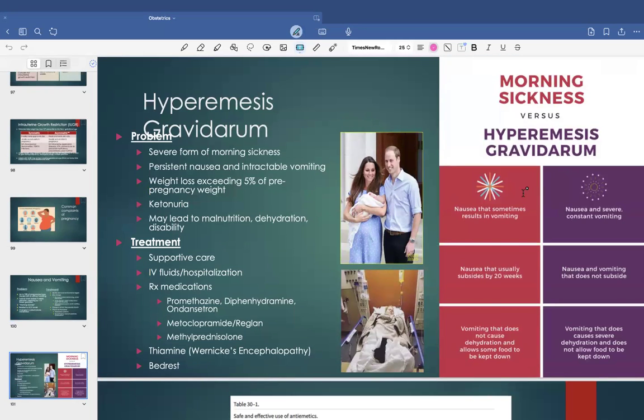All right, hyperemesis gravidarum. This is why we said the timeline is important, because most of these improve or resolve after about 14 weeks. And hyperemesis gravidarum is severe. This is the severe end of the spectrum. These patients have persistent nausea and vomiting, and it's constant. This is not like morning sickness that subsides after a couple of weeks. This is intractable vomiting. These patients often lose weight exceeding 5% of their pre-pregnancy weight. They cannot keep anything down.